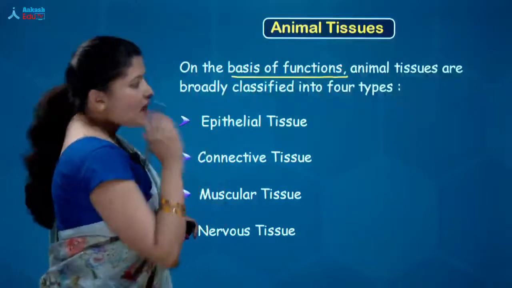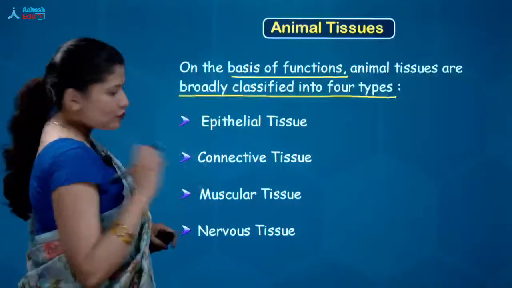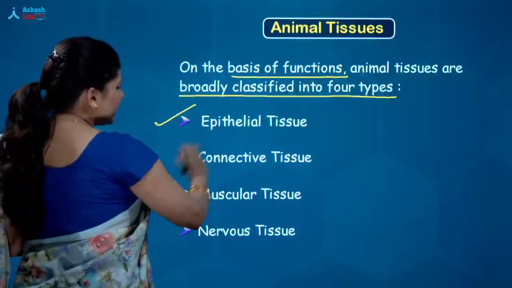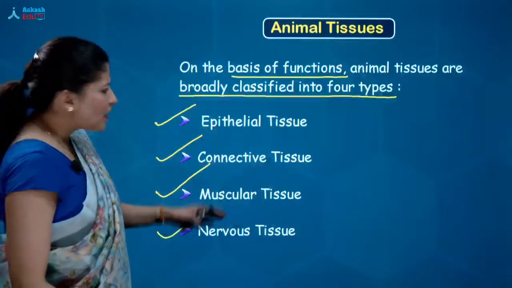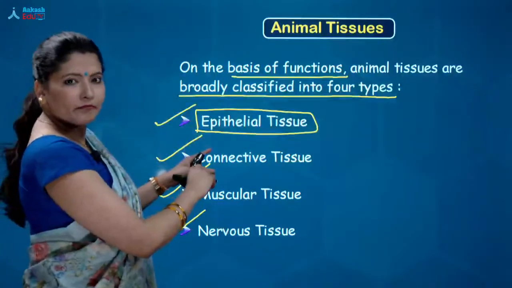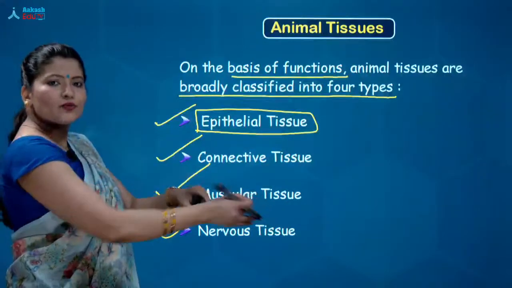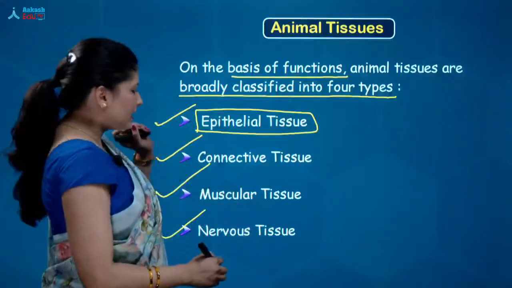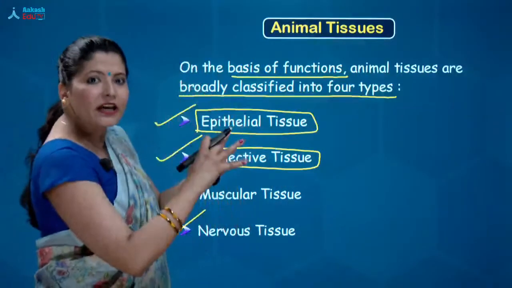So on the basis of functions, animal tissues are broadly classified into 4 kinds of tissues, that is epithelial, connective, muscular, nervous. नाम से ही समझ में आ रहा है epithelial. मैम ये तो कुछ अभी हमें ऐसा लग रहा है जैसे epidermis के बारे में पढ़ा. Yes, it's true. You know the skin, the outermost जो हमारा tissue है, outermost जो layer होगी, that is the epithelial tissue. Connective tissue नाम से समझ में आ रहा है किसी चीज को connect करेगा, है ना?